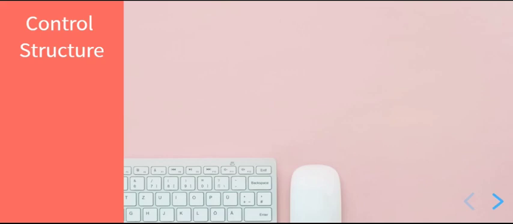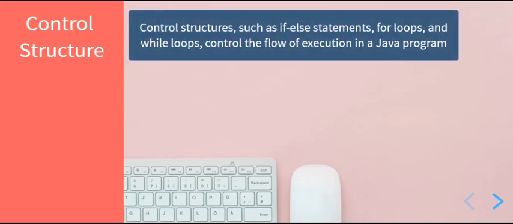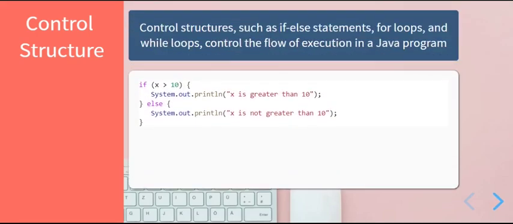Control structures. There are some control structures which are used to control the flow of the program. If-else statements, for loops, and while loops are some of the common control structures. Here is an example of an if condition. If the value of x is greater than 10, then the program prints the message x is greater than 10, else it prints the message x is not greater than 10.